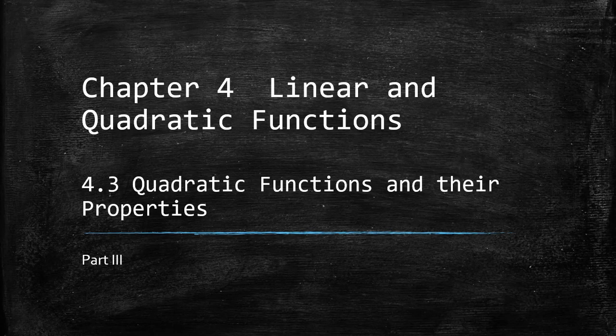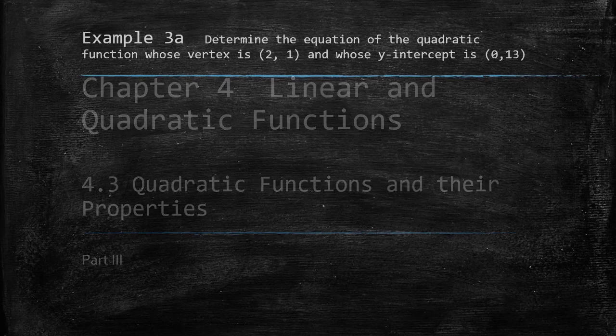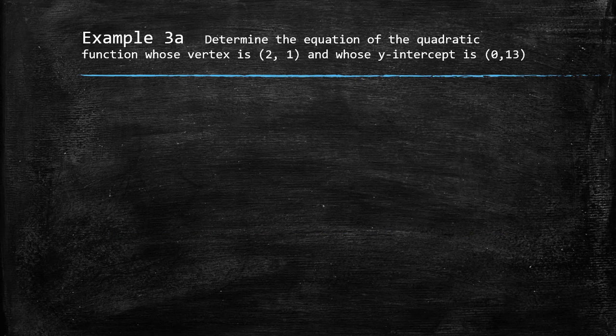Hi class, this is part 3 of section 4.3 on quadratic functions and their properties. Example 3a: determine the equation of the quadratic function whose vertex is (2, 1) and whose y-intercept is (0, 13).